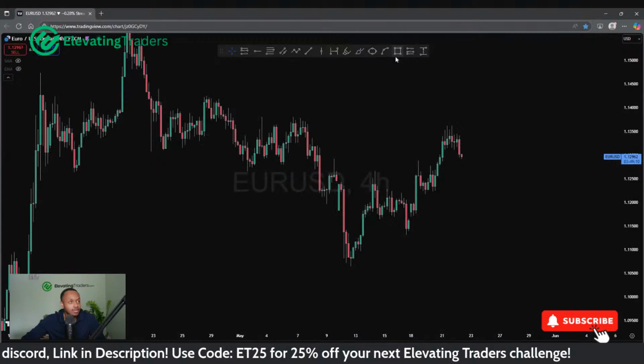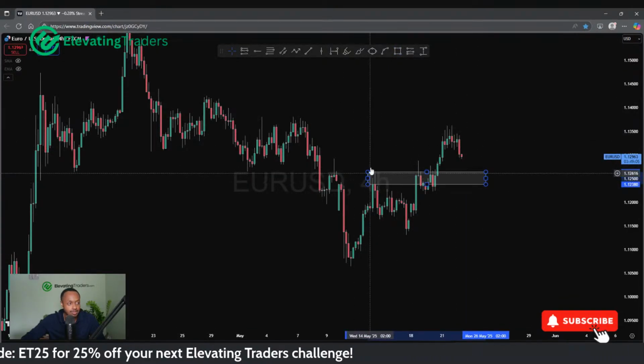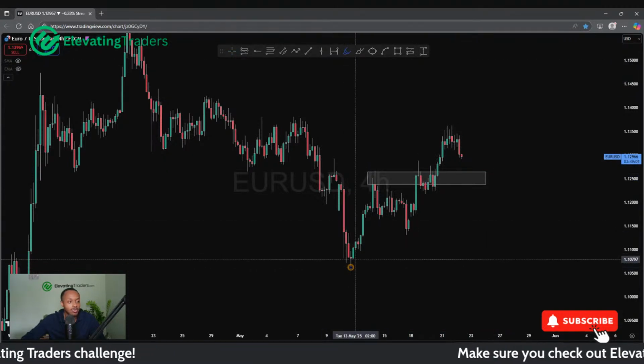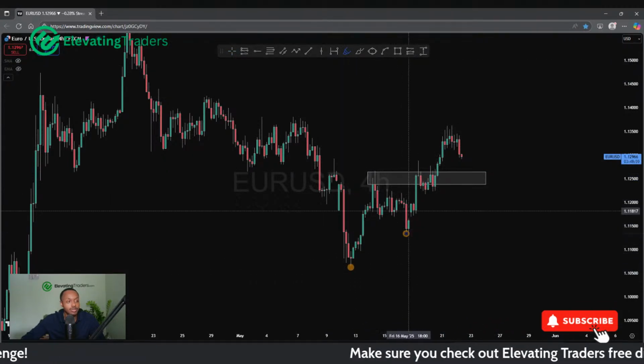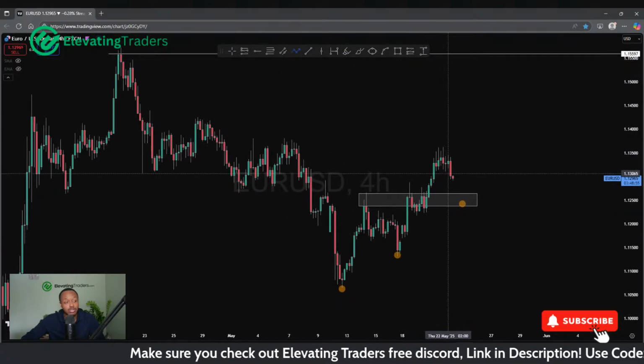We do have a similar structure to what we just mapped out on the DXY, which is prior resistance here, again, will be turned into support. We've got these higher lows prices starting to form. 1, 2, looking for the third one. And I think that's a great place to potentially look to long Euro.